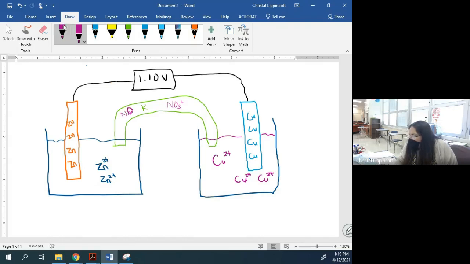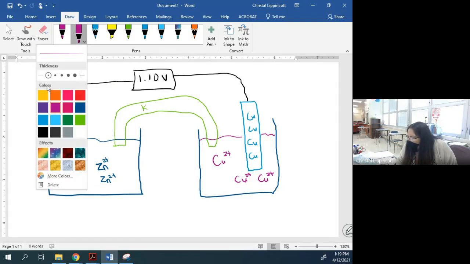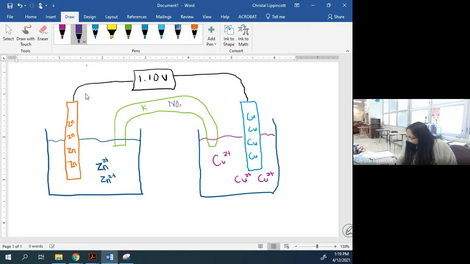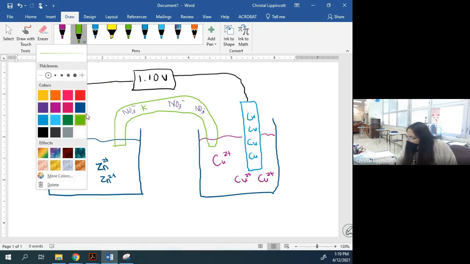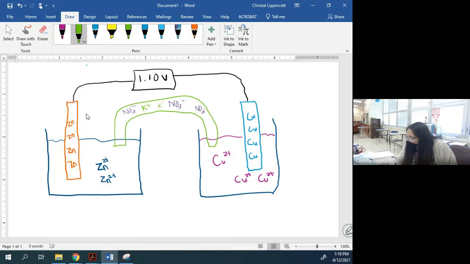Oops, that's a minus. Shoot, let me try this again. I don't want it in that color anyway because I've already used that color. And it should be a minus. That probably you can't see purple. Good. Okay. So NO3, NO3, NO3. And then I've got to add some more potassium in here too. All right. So we've got this all set up now.